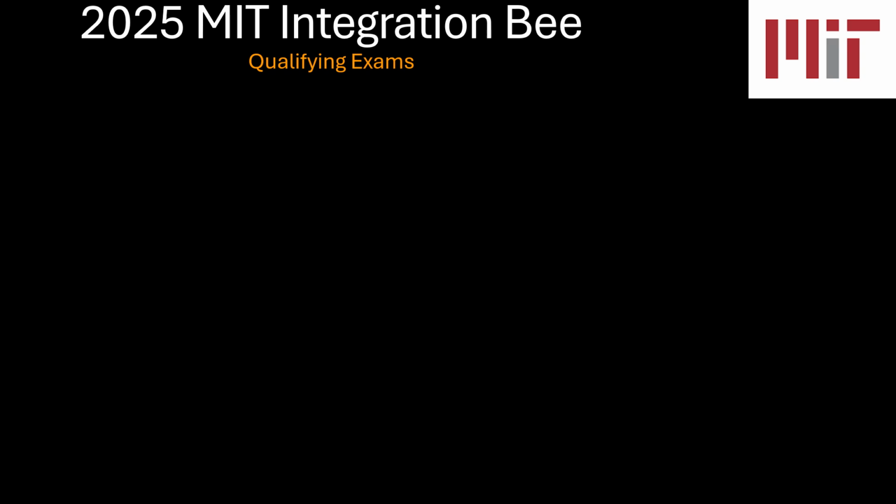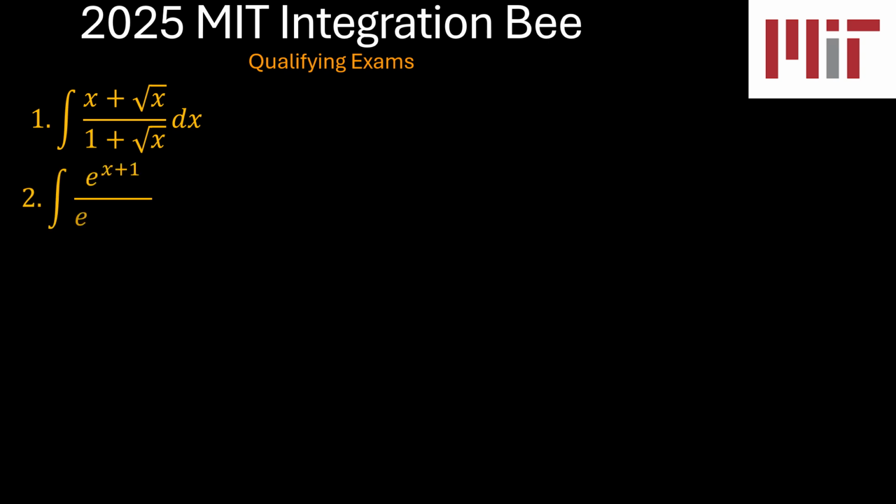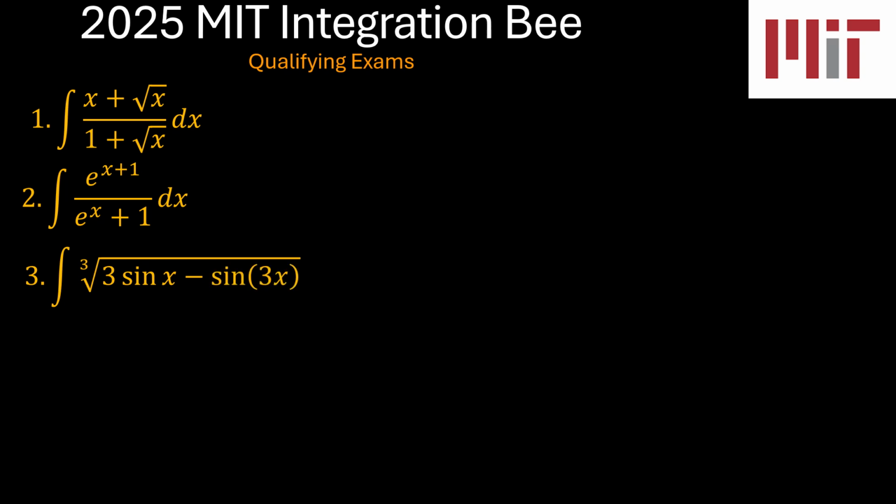Look at the first 10 problems of the 2025 MIT Integration B qualifying exams. Problem number 1, which is the definite integral of x plus the square root of x all over 1 plus the square root of x. Problem number 2, which is the definite integral of e to the power x plus 1 over e to the power x plus 1. Problem number 3, which is also an indefinite integral of the cube root of 3 sine x minus sine 3x.